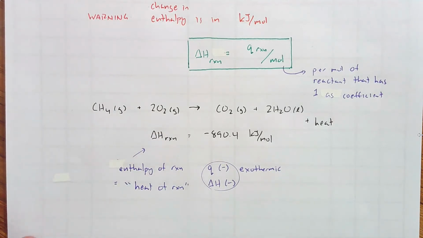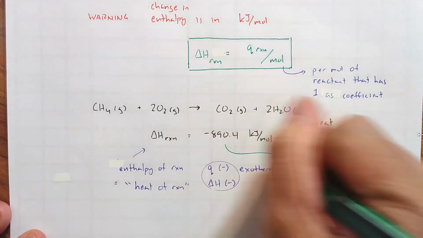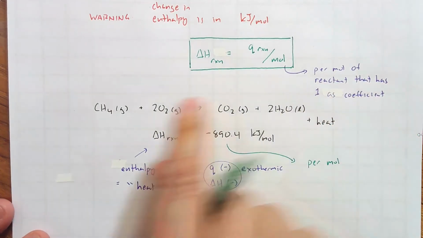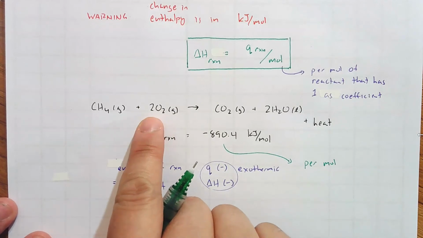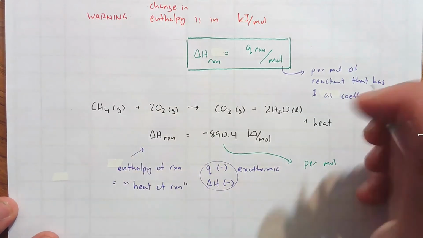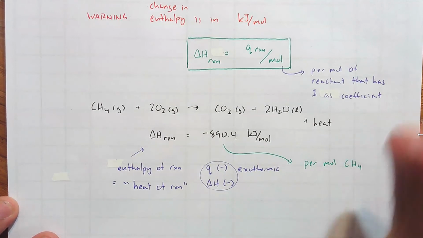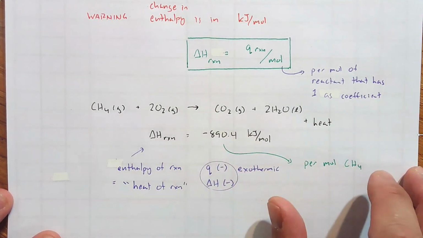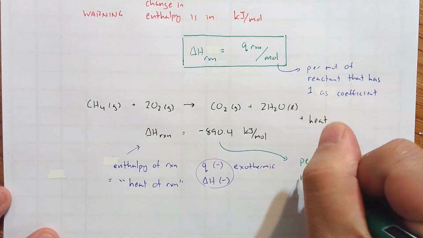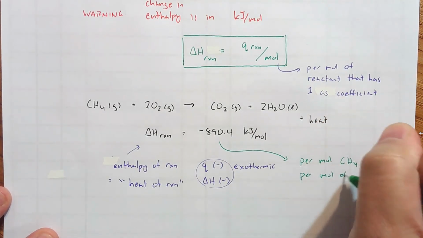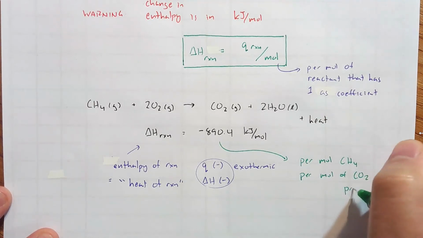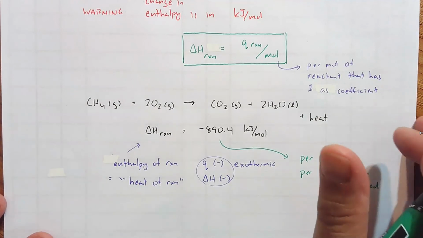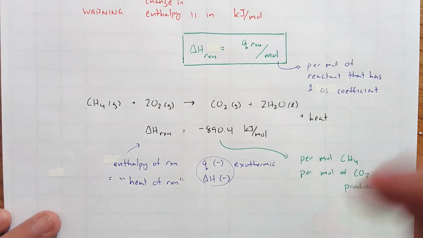So this number right here is technically per mole, not of the oxygen, because that has a coefficient of 2, but it's per mole of CH4. And because carbon dioxide has 1 as a coefficient, you could even think of it as per mole of CO2 produced. You see how that's going to change things when we start doing problems that involve stoichiometry?